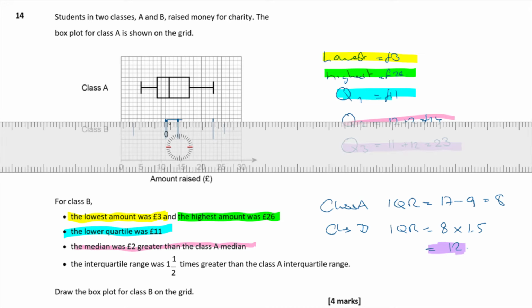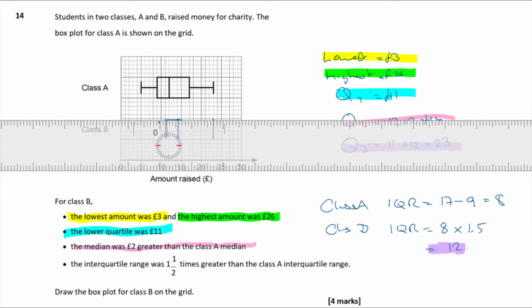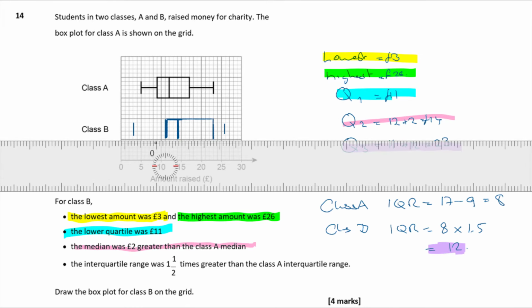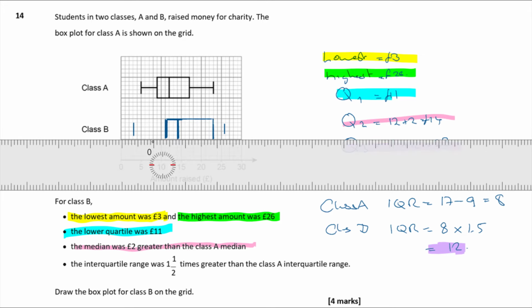Did you know they were called whiskers? These diagrams used to be called box and whisker diagrams, but they're rather boringly now called box plots. I don't know why. I preferred box and whisker diagrams. I think it's quite descriptive.